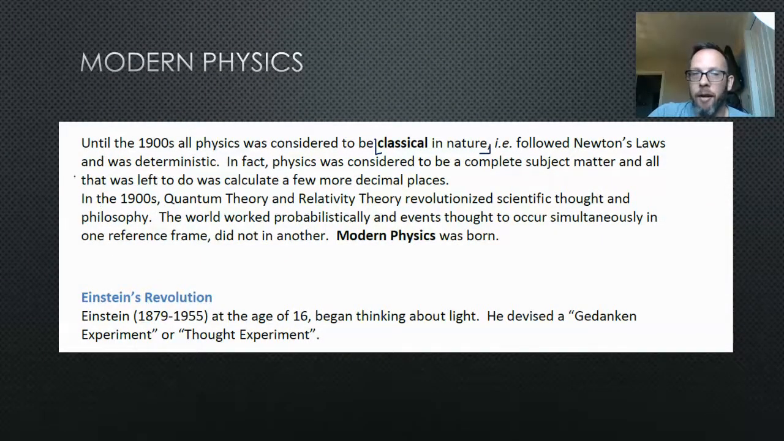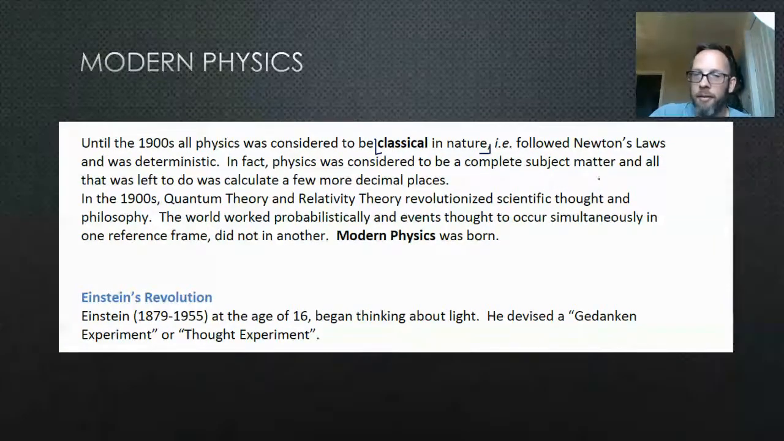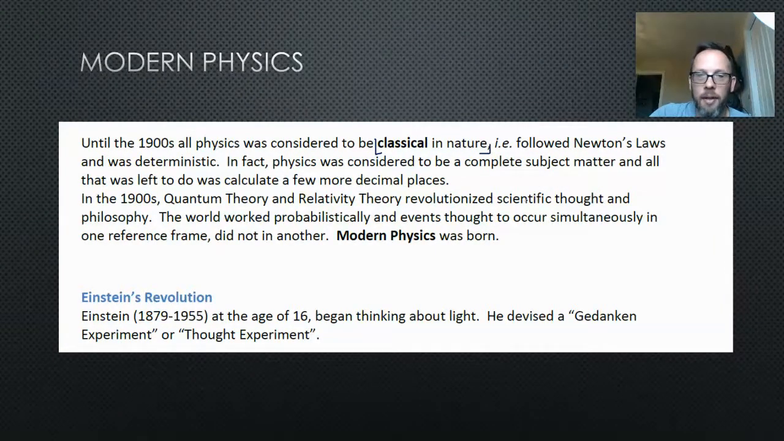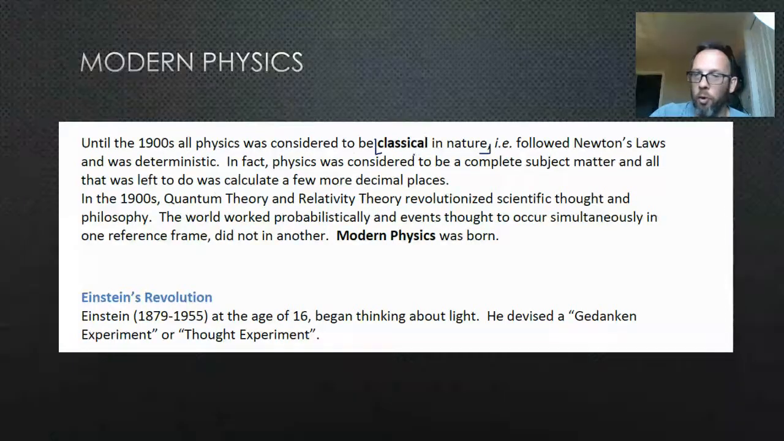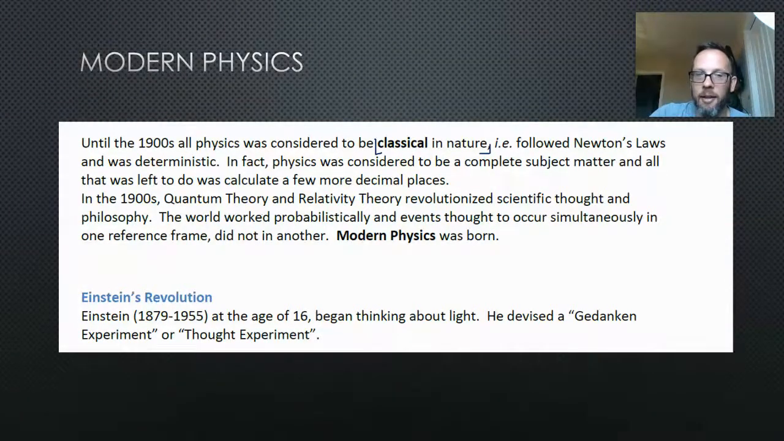But as we're going to see over the next few days, that just got all blown apart with quantum theory and special relativity and general relativity. It revolutionized how we think about science and philosophy. And instead of the world working deterministically, the world actually works probabilistically. I think I said that right. Probabilistically, yeah. And events that are thought to occur at the same time in one reference frame did not in another. And this was kind of the birth of modern physics.